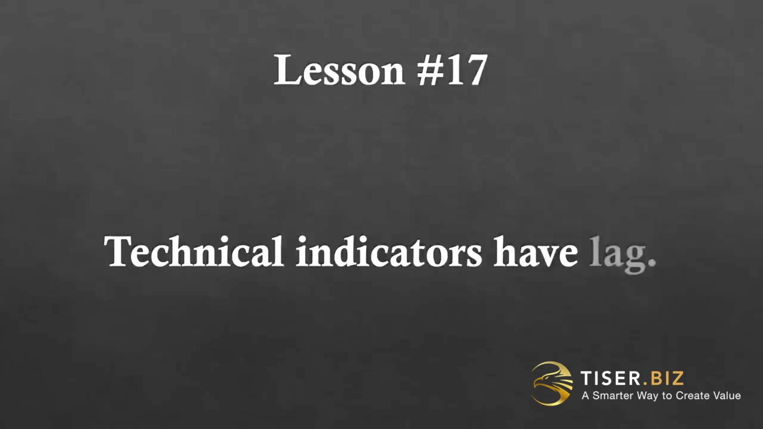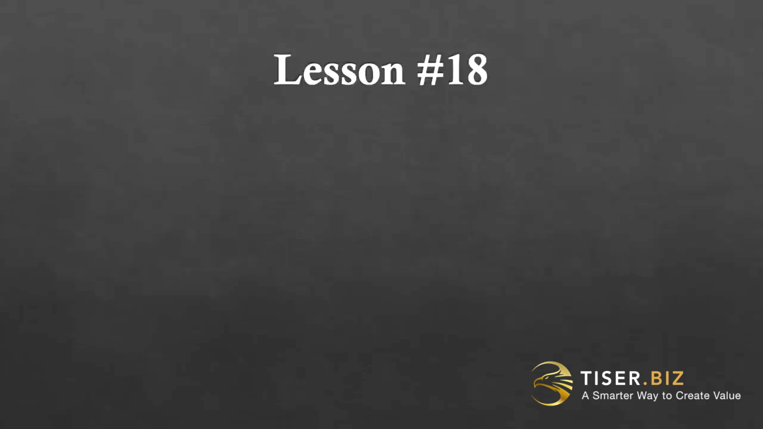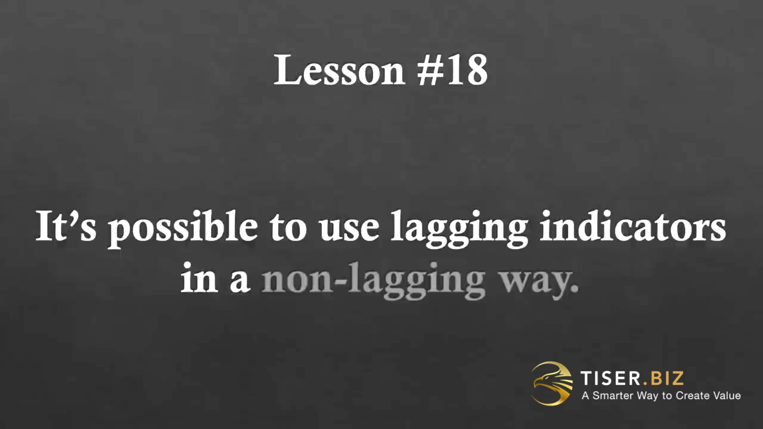Traders should avoid most of the lagging indicators or attempt to use them in a non-lagging way, which is also possible. Lesson number 18. It's possible to use lagging indicators in a non-lagging way. Since lag comes from condensing past price information into the present, by ignoring the time axis of price charts, we can transform a lagging indicator into a non-lagging one. That's the case with using moving averages as support and resistance lines, for example. Moving averages are clearly lagging, but if we just use the vertical axis of the chart and ignore their lag, a better use of them emerges.